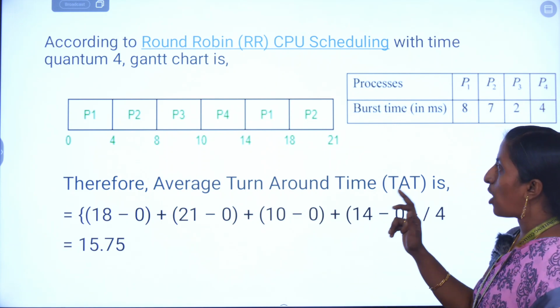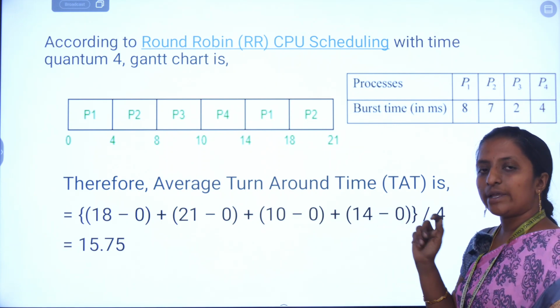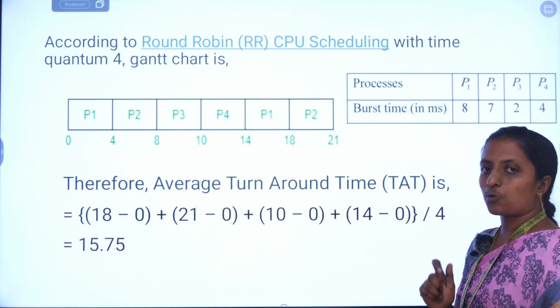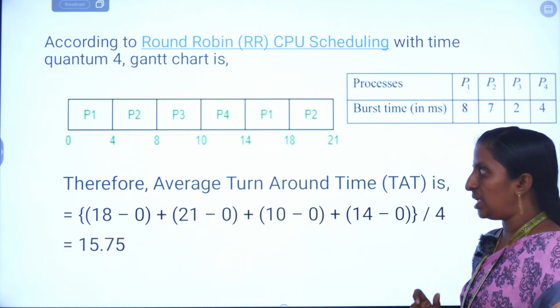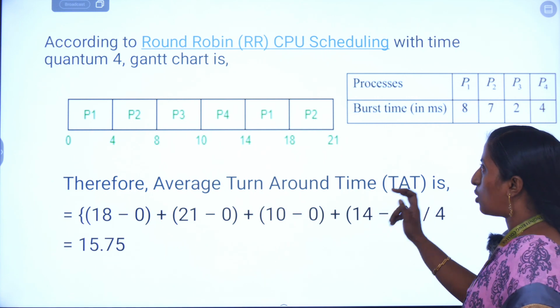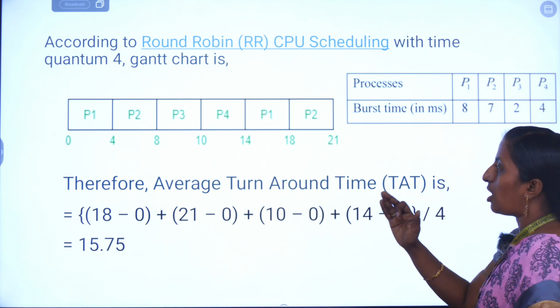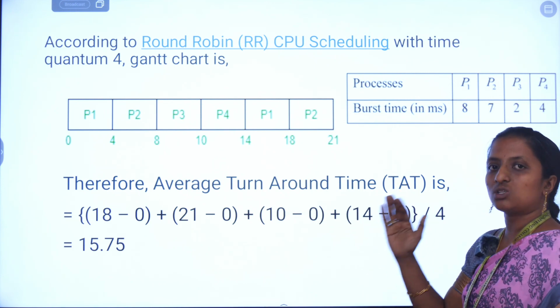In the same way you have to represent the Gantt chart. In the round robin algorithm the time quantum is given. So in this problem the time quantum is 4 milliseconds. So let's start with the round robin algorithm. In round robin, initially we will be allotting the resources based on the order.